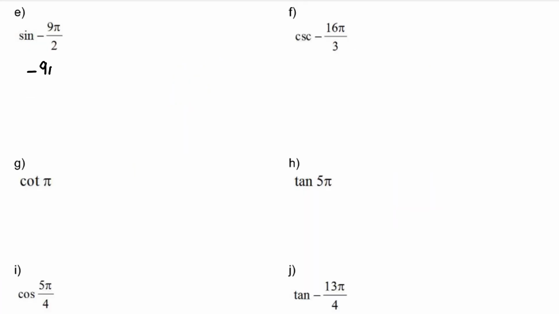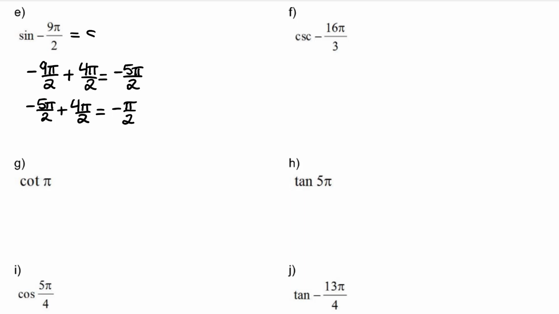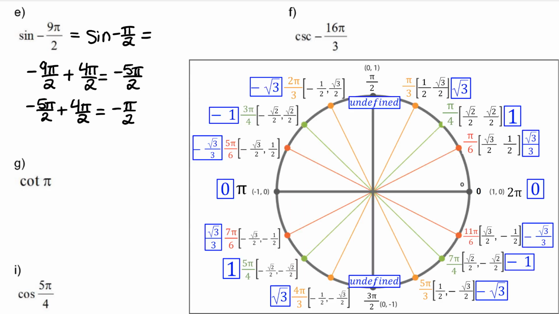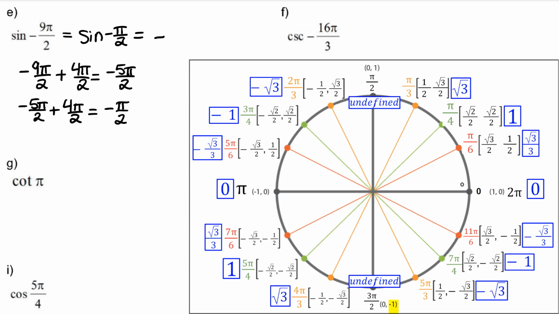For sine of negative 9 pi over 2, that's also multiple rotations. So let's add 2 pi to find a coterminal angle. Negative 5 pi over 2 is still more than a full rotation, so let's add 2 pi again. Sine of negative 9 pi over 2 is the same as sine of negative pi halves. The y value at negative pi halves is negative 1.